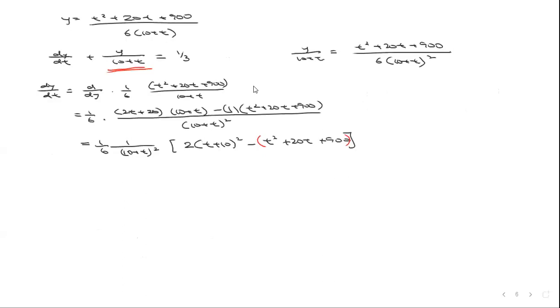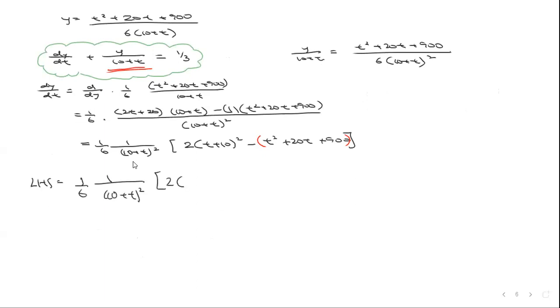So we're subbing in now. So this is the equation we need to prove. Well, the left-hand side equals dy/dt, which is this thing here. So it's 1 over 6 times 10 plus t all squared, of 2 times 10 plus t all squared, minus this whole chunk, plus this whole chunk.